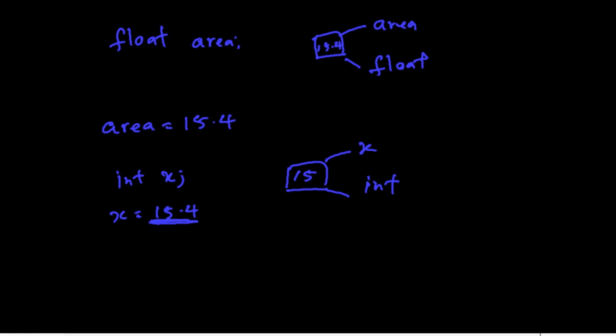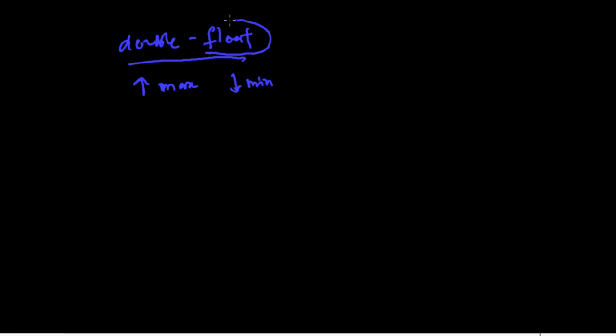Now let's move on to the next data type. Okay, now double is the same as float. It's the same as float. The only difference, as I've said just now, is that the maximum value and the minimum value are of a larger range compared to float. That is all there is to it.